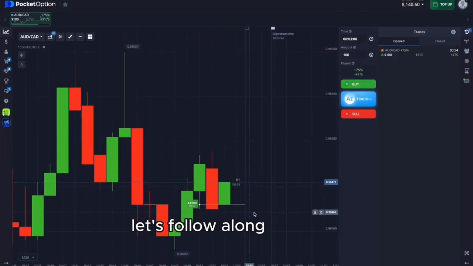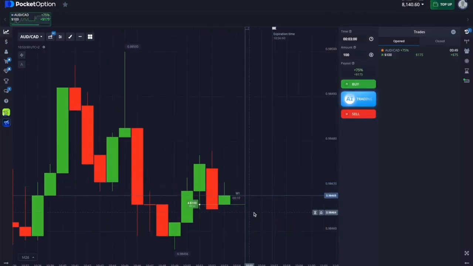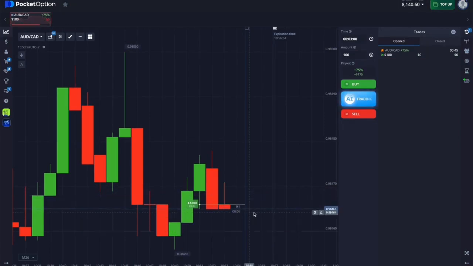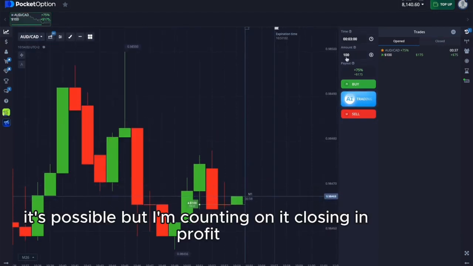Let's follow along. There are 54 seconds left. Let's see how it turns out here. And now 47 seconds remain. We'll watch and then move on. It's possible that this currency pair won't manage to close in profit. It's possible, but I'm counting on it closing in profit.